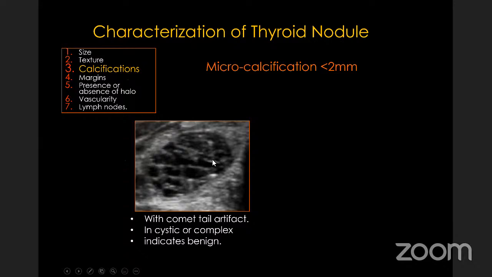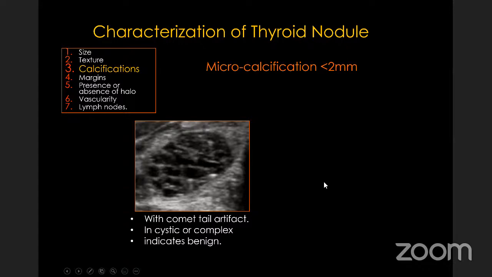It is of two types. Type one is with comet tail artifact like this. It is usually found in a cystic nodule or complex nodule. It is thought to be thyroglobulin concentration. When calcification with comet tail artifact is seen, it strongly indicates a benign nodule.